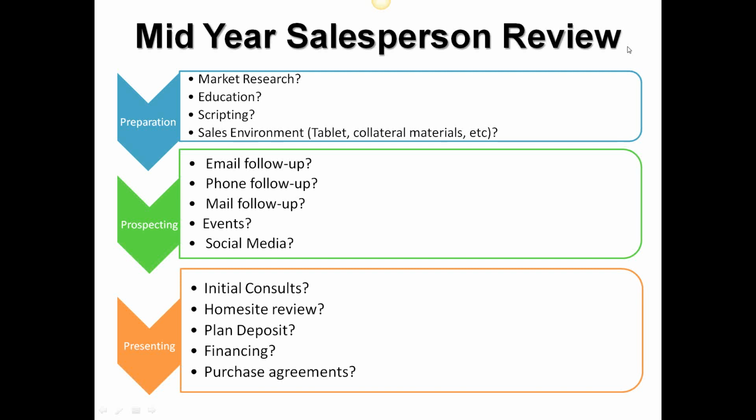So to review for presenting, 5 things here we're critiquing: initial consultations, home site review, getting the plan deposit, financing, and purchase agreements. If it's less than an 8 on a scale of 1 to 10, there needs to be an action plan put together to improve.